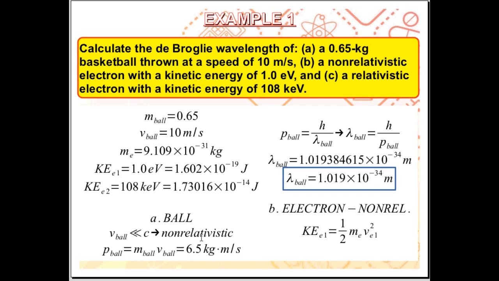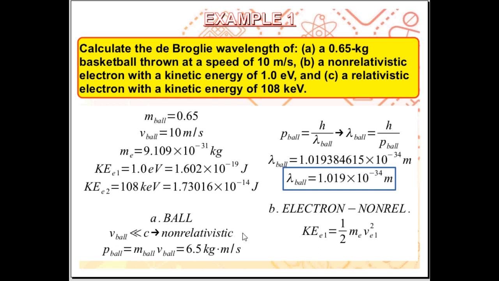Of course, going back to the topic of Einstein's special theory of relativity, it will be shown that no object with mass is able to attain the speed of light c. So, for a relativistic system, the speed should be at least close to the speed of light c. V ball is 10 meters per second. c, you will recall, is 3 times 10 to the 8 meters per second. So V ball is very much smaller than c. You have a non-relativistic case.